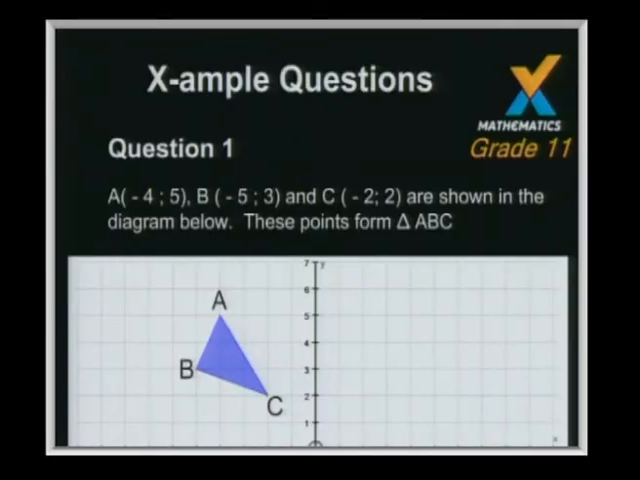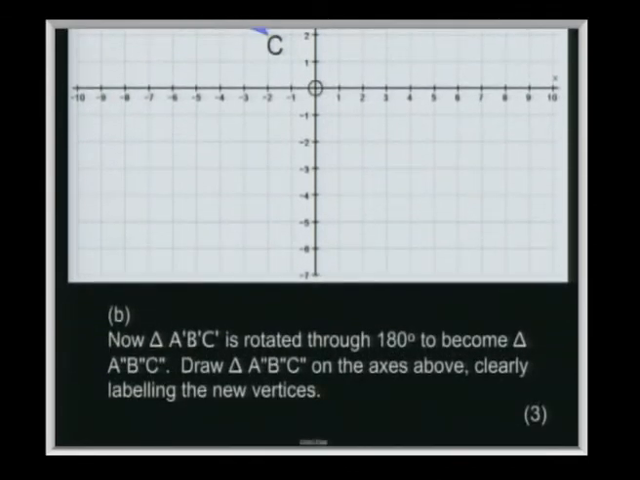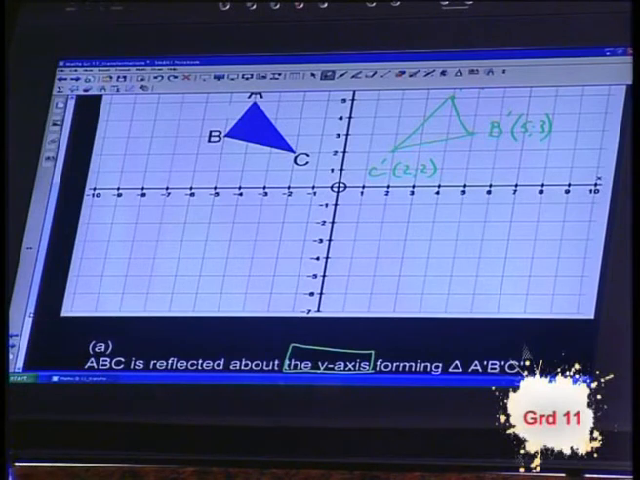Same question, another subsection. Right, now they want us to take A dash, B dash, C dash and rotate it through 180 degrees to become A double dash, B double dash, C double dash, and we have to draw it on the axes above. Now I'm going to go back to my previous picture so I can take A dash, B dash, C dash and make it rotate through 180 degrees to become A double dash, B double dash, C double dash. Right, there we go. 180 degrees.